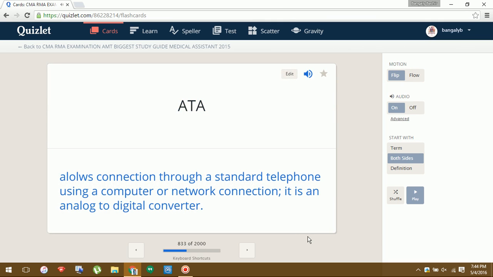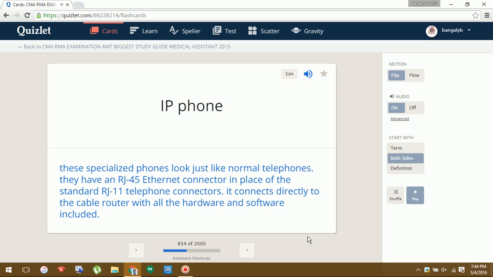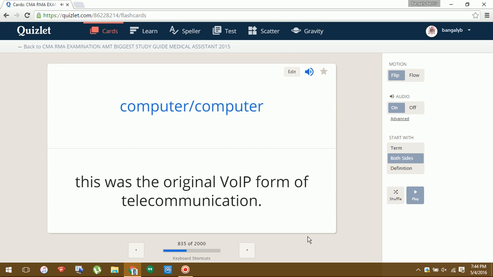ATA. It allows connection through a standard telephone using a computer or network connection. It is an analog to digital converter. IP phone. These specialized phones look just like normal telephones. They have an RJ45 Ethernet connector in place of the standard RJ11 telephone connectors. It connects directly to the cable router with all the hardware and software included. Computer. This was the original VoIP form of telecommunication.